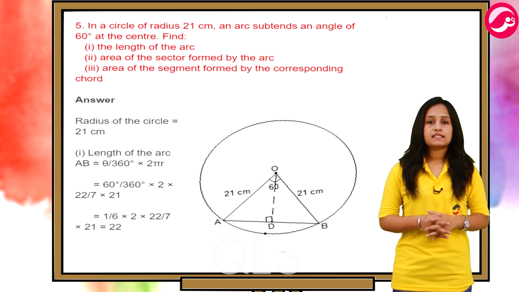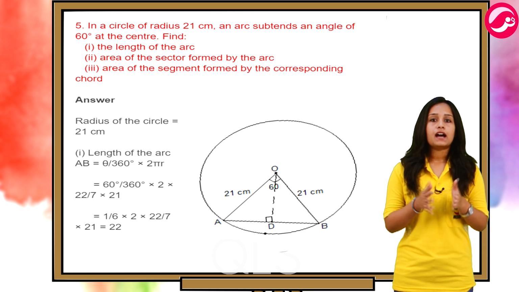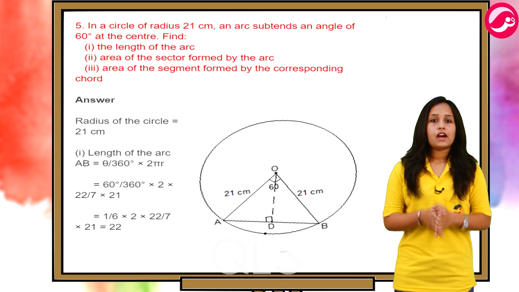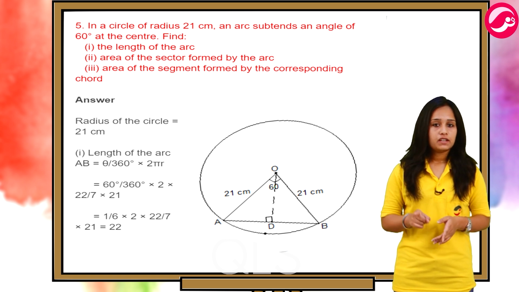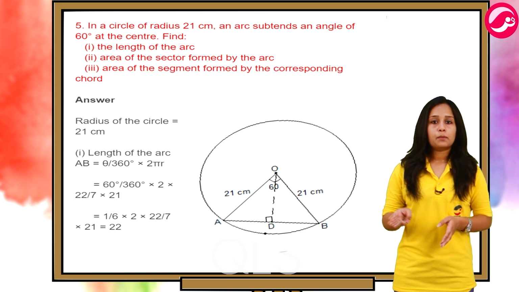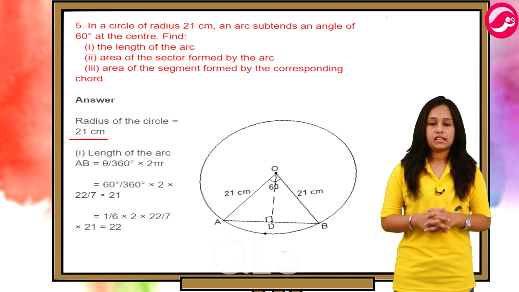Now our next problem says that in a circle of radius 21 centimeters, an arc subtends an angle of 60 degrees at the center. We have to find, number 1, the length of the arc, number 2, the area of the sector formed by the arc, and number 3, the area of the segment formed by the corresponding chord. The radius of the circle is given as 21 centimeters.